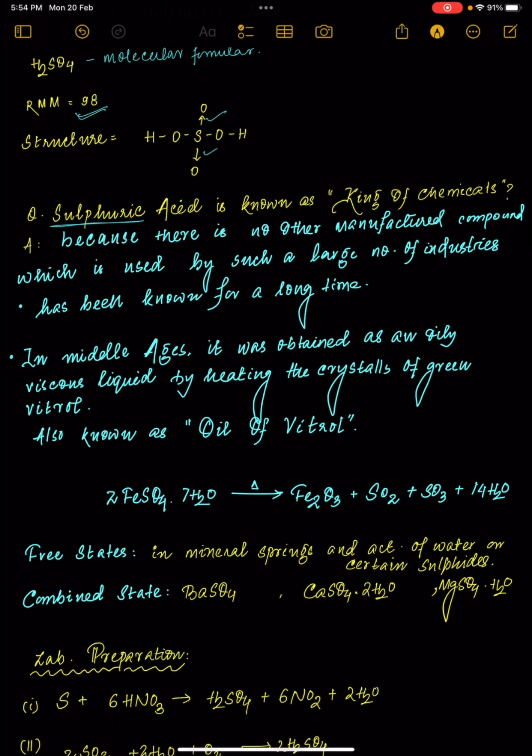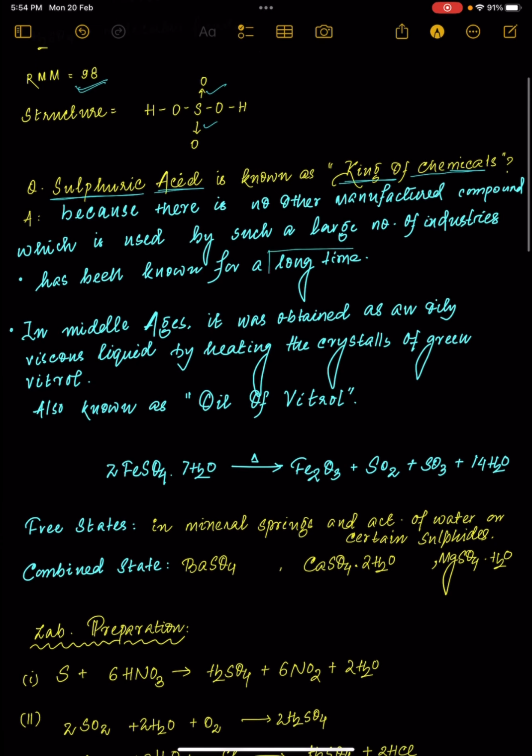Sulfuric acid is most probably known as the king of chemicals. Why? Because this is the only manufactured compound which is used by a large number of industries as their raw materials, and it has been known for a long time.